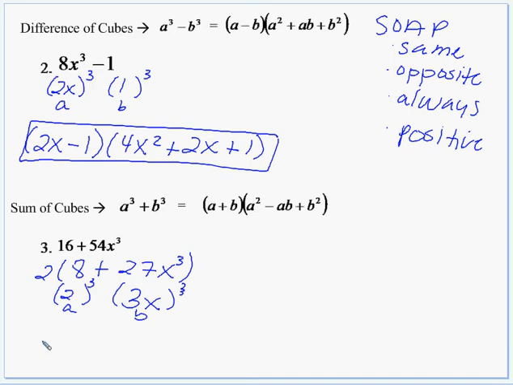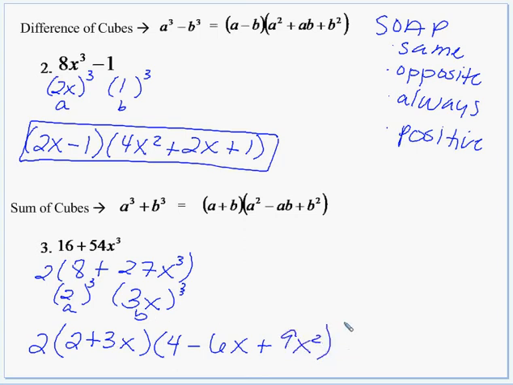Once again, bring down your GCF, which would be a 2. Then my A is 2, same sign, then my B. Then A squared, so 2 squared is going to be a 4. Opposite, multiply A and B gives you a 6x, always positive. Square B, you get a 9x squared. And then here's your answer for the third example.